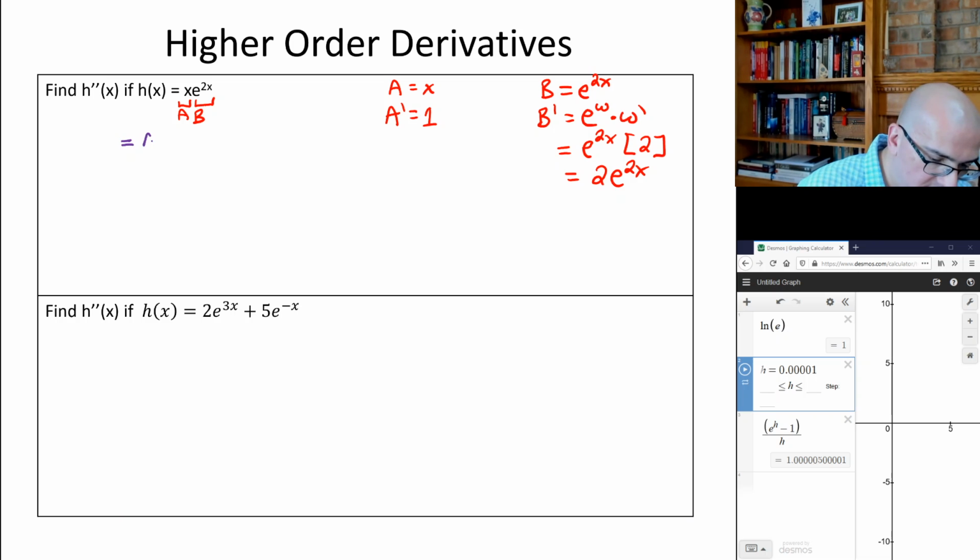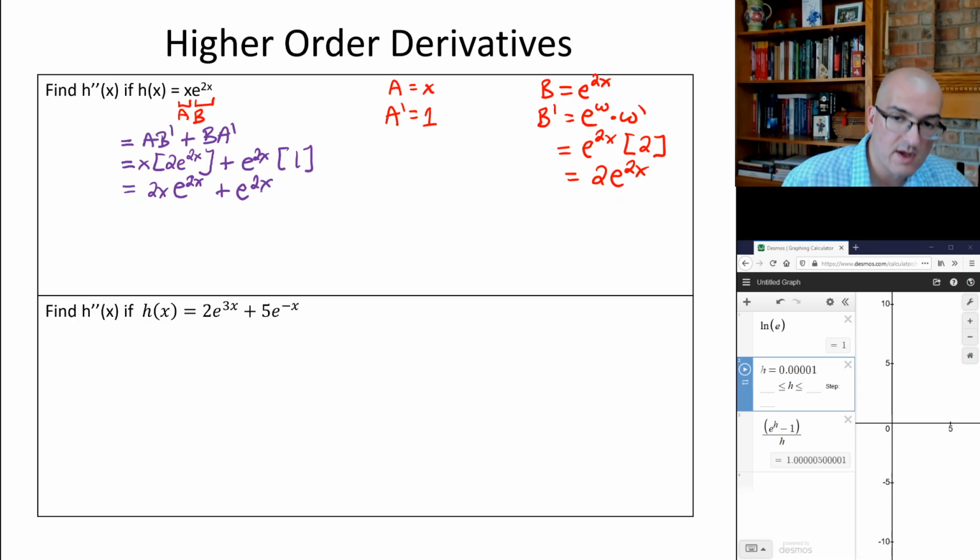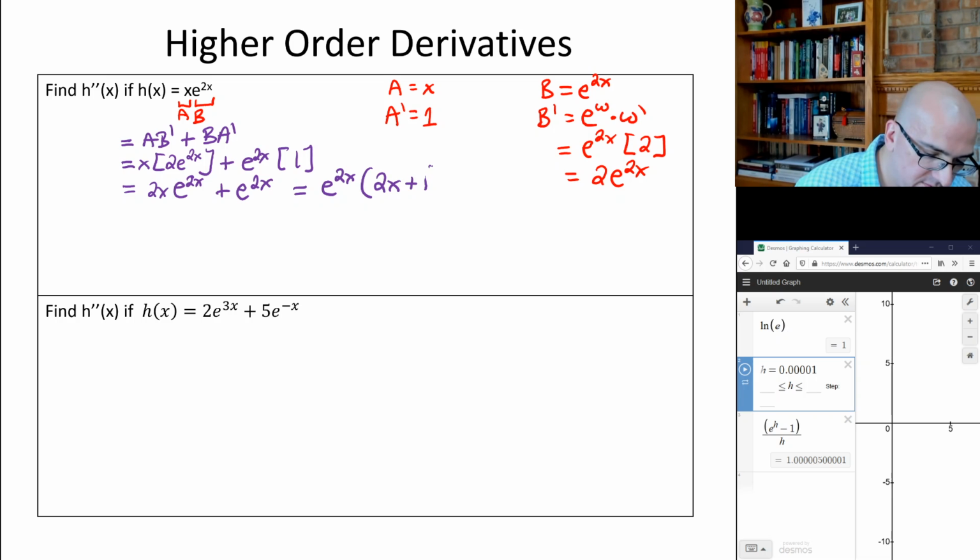So we have ab prime plus ba prime. We'll have x times 2e to the 2x plus b, e to the 2x, times 1, which is 2x e to the 2x plus e to the 2x. I'm going to common factor for a good reason. E to the 2x can come out, and we have 2x plus 1.